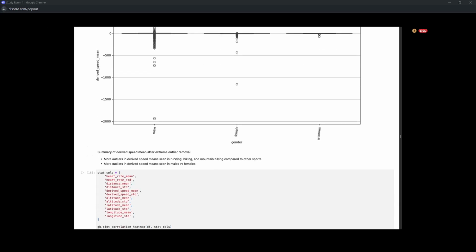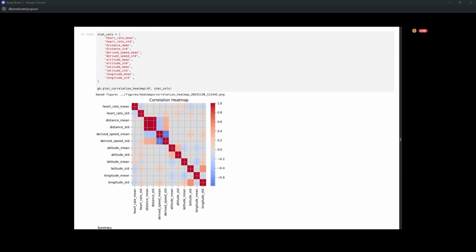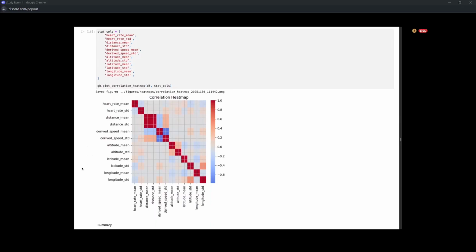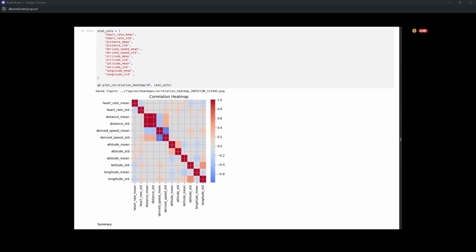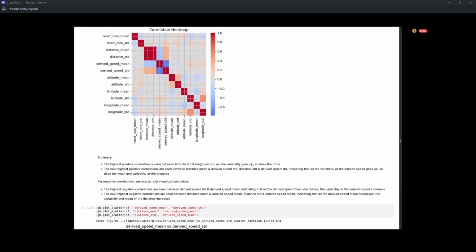The next plot we made was looking at a correlation heat map to better understand what variables may be correlated that we didn't see with our initial scatter plots. And from this, we concluded that the highest positive correlation we see is between latitude and longitude standard deviations, indicating that as one variability goes up, so does the other. And then the highest negative correlation we saw was between derived speed standard deviation and derived speed mean, indicating that as the derived speed mean decreases, the variability in the derived speed increases.